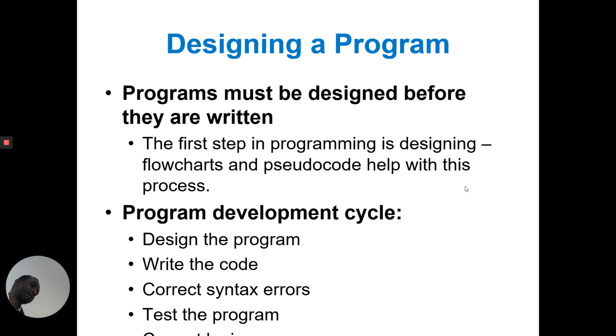So the program development cycle is basically, this is a cycle. Anytime you write a program, you design the program, you write the code, you correct the syntax, test the program, and so forth.